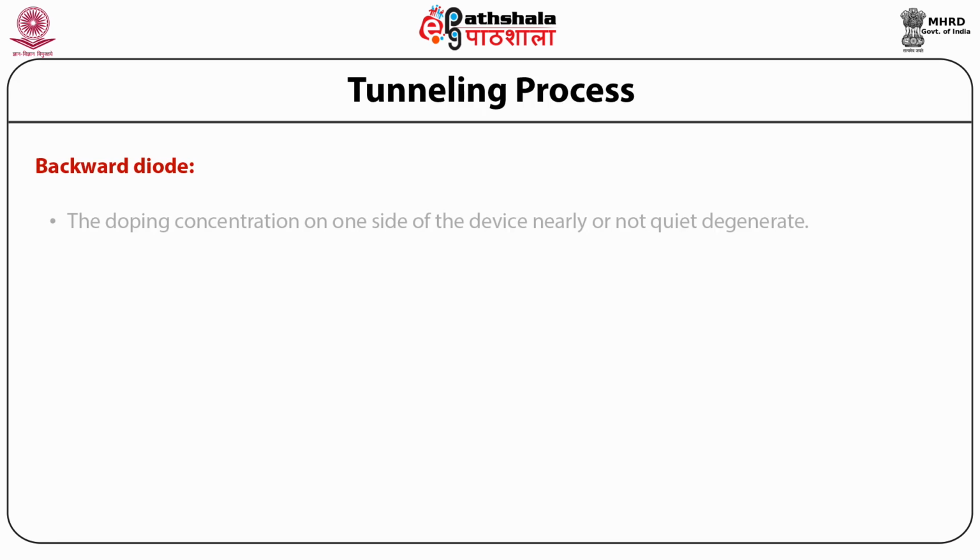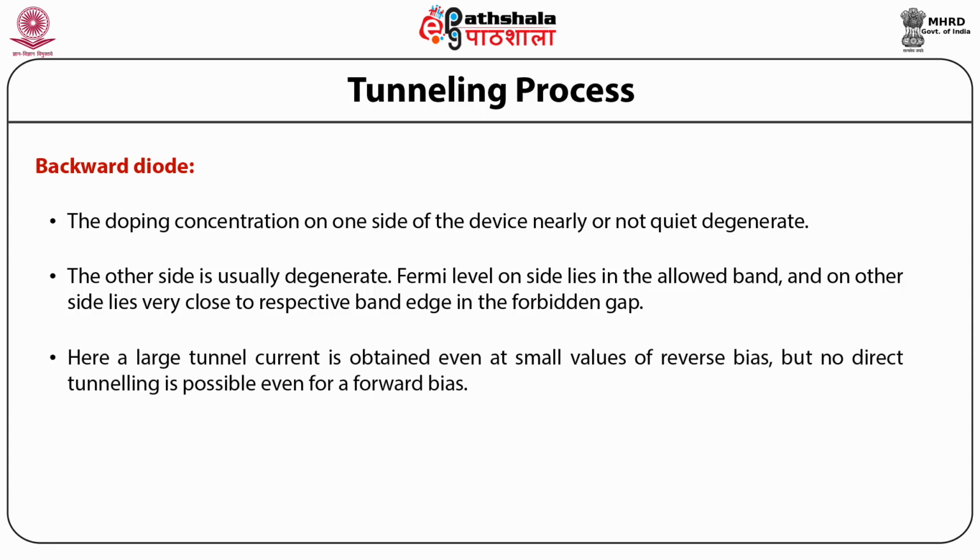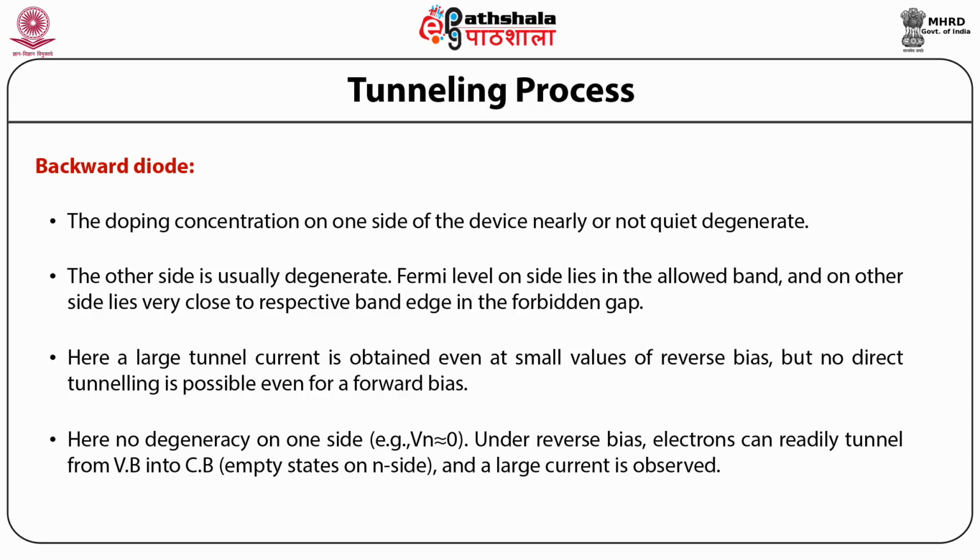Backward diode. The doping concentration on one side of the device is nearly or not quite degenerate, and the other side is usually degenerate. So the Fermi level on one side lies in the allowed band and on the other side lies very close to the respective band edge in the forbidden band. Here a large tunnel current is obtained even at small values of reverse bias, but no direct tunneling is possible even for a forward bias. So there is no degeneracy on one side, for example, V_n is approximately equal to 0.